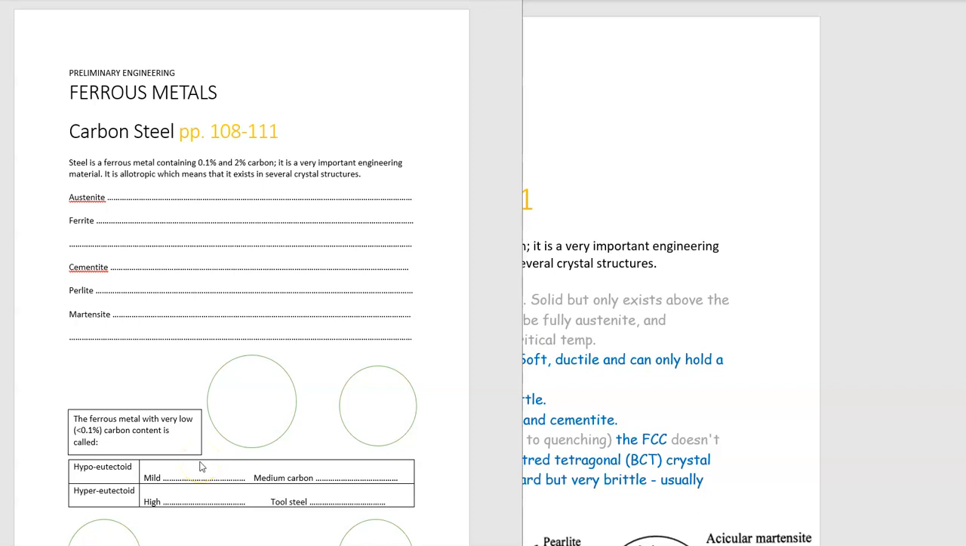Hello, in this video I'm going to be going through ferrous metals as it relates to Preliminary Engineering Studies or Year 11 Engineering Studies. It's worth noting that I'm using page numbers from Paul Copeland's Engineering Studies, The Definitive Guide, Volume 1. I think I'm using the second edition. We're now on the third edition, so these page numbers might not be the same as what you're using.